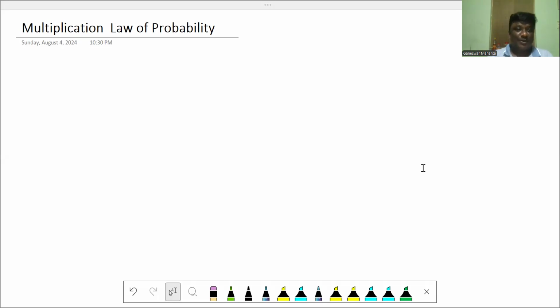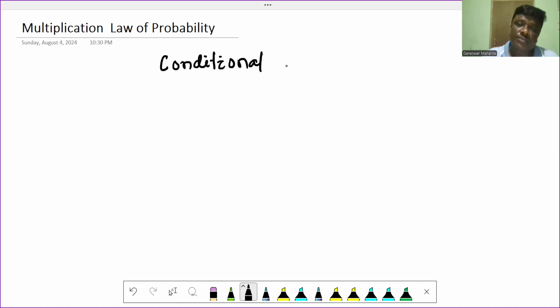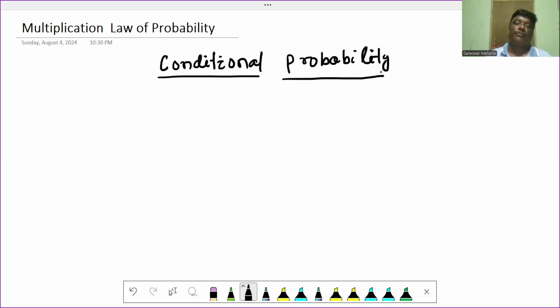So today I will discuss the multiplication law of probability. Before we discuss the multiplication law of probability, let us remember conditional probability. Just to remember, what is the meaning of conditional probability, and that is given here.